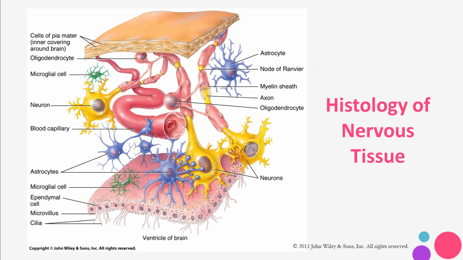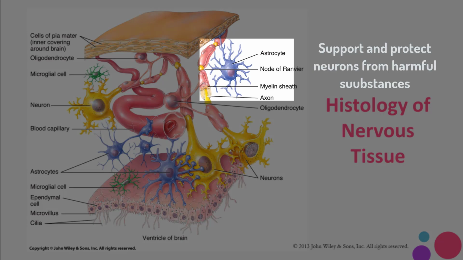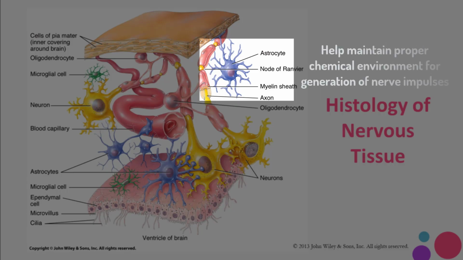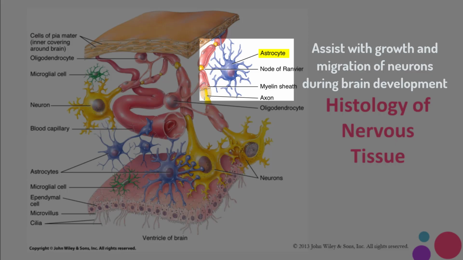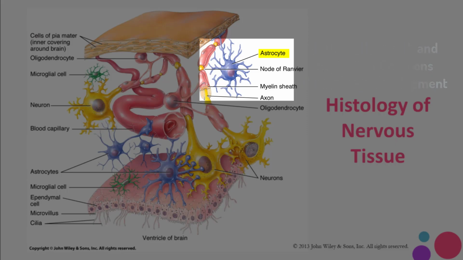The astrocytes are the ones that support and protect neurons from harmful substances. They also help maintain a proper chemical environment for the generation of nerve impulses. They also assist with growth and migration of neurons during brain development, and they play a role in learning and memory, and help form the blood-brain barrier.